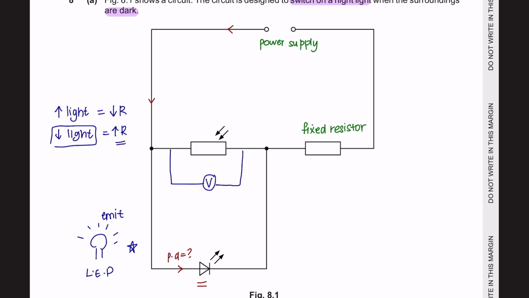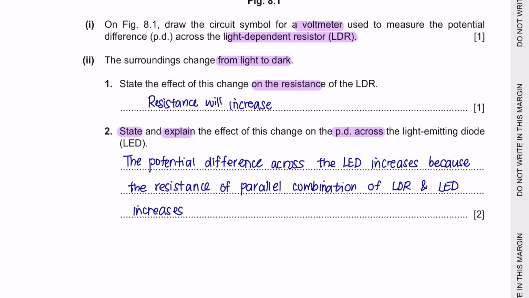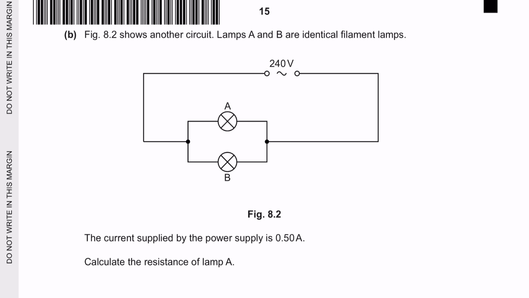So if the voltage travels in this direction, when it reaches this junction, the voltage will remain constant. However, when the light decreases, the resistance of this has increased. So let's say initially it was 10 ohm, now it increases to become 20 ohm. We will notice that the overall resistance of the circuit has increased. So if the resistance increases, the potential difference will also increase.